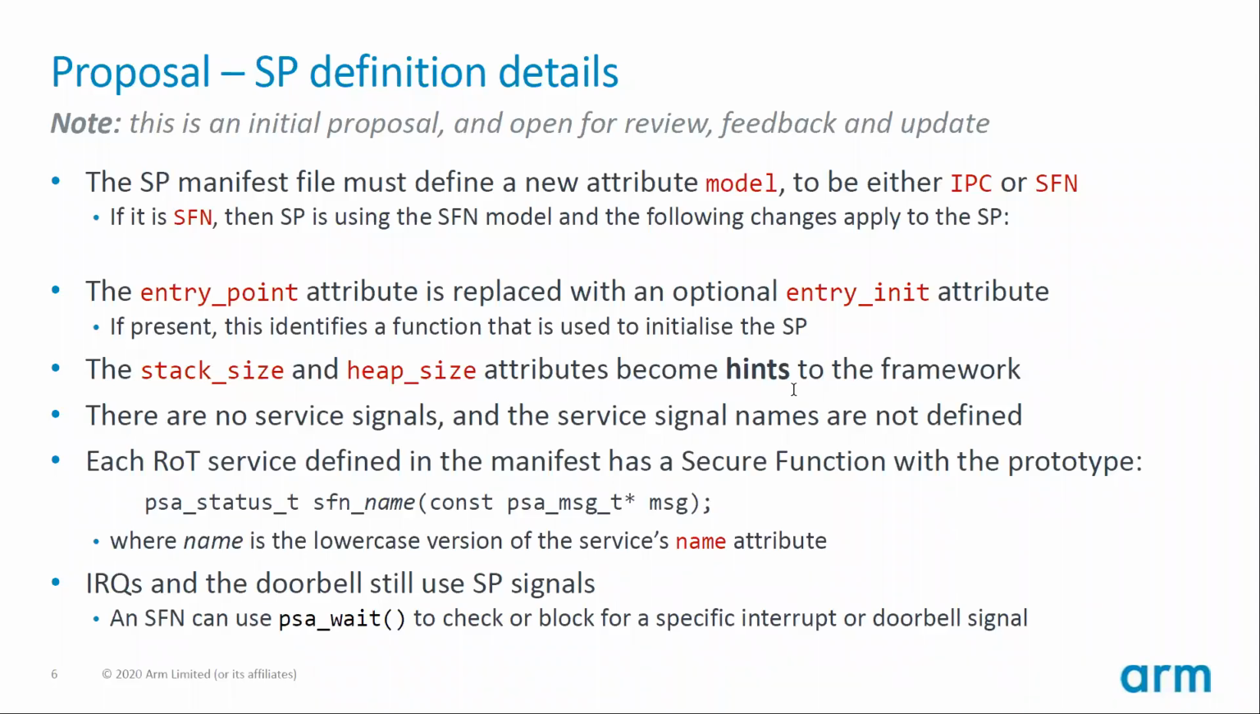Instead of the signals, what happens with the services is that we end up defining a secure function with this prototype. So the secure function is sfn_service name, and that will take a pointer to a request message, which is the same as is found in the IPC model, and that function will return a status code. I'll talk a little bit more about the behavior of those functions on the next slide.